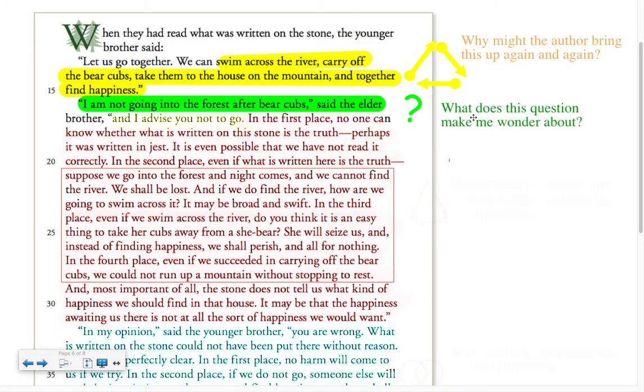So I stop and I ask myself, what does this question make me wonder about? Well, it makes me wonder, maybe there's another way to happiness? I don't know. Or maybe it's not worth the happiness that they'll find after they get there.